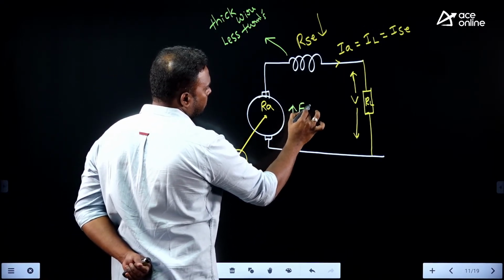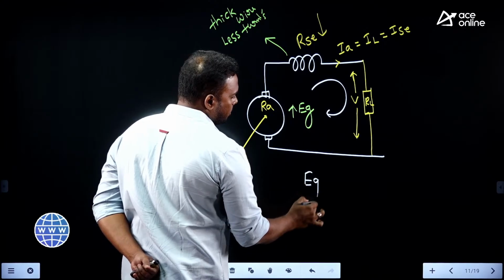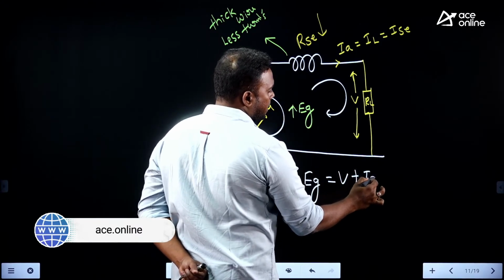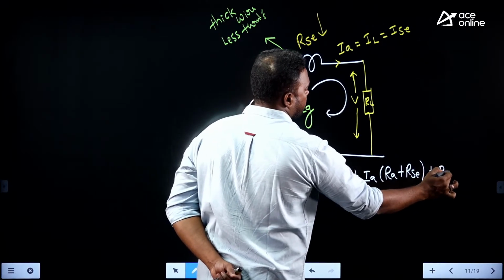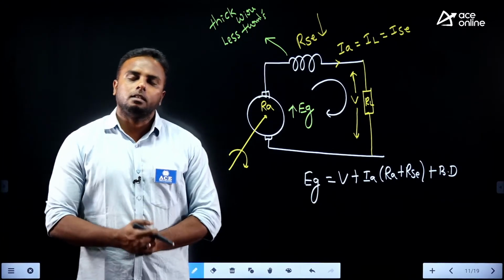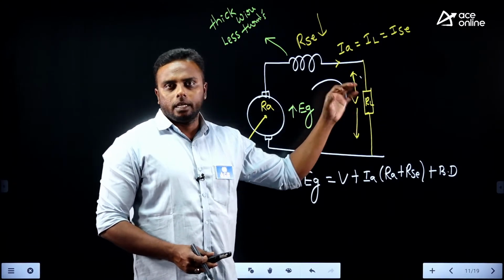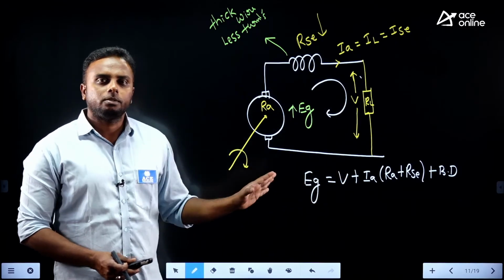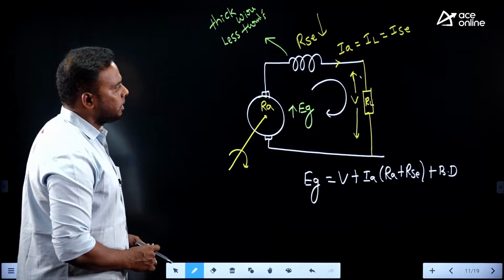Then what is the KVL of this? KVL: Eg equals V plus the same current passing through both armature resistance and series resistance, Ia into (Ra plus Rsc), plus brush drop. If you neglect that brush drop, this is the KVL equation of the series generator. Now if it is a motor, you remove the load here, give supply to this, and V equals Eb, in a motor the EMF is Eb, plus the same drops. Whether it is a generator or motor, the drops are the same, no change. Okay. Now this is about series machine representation.